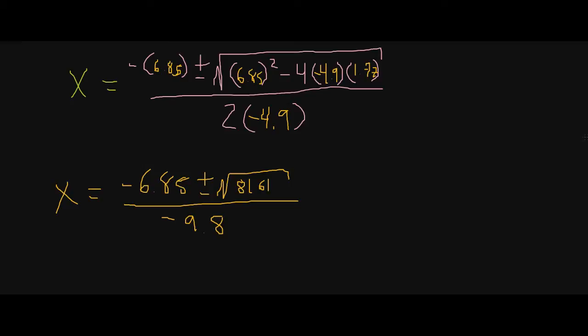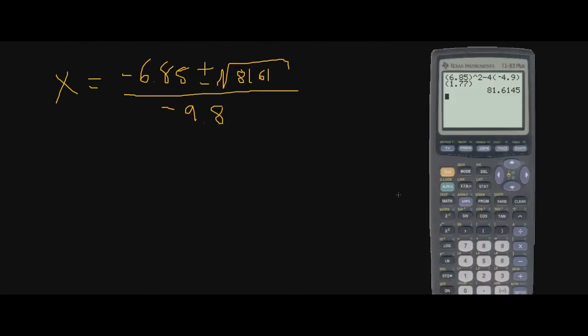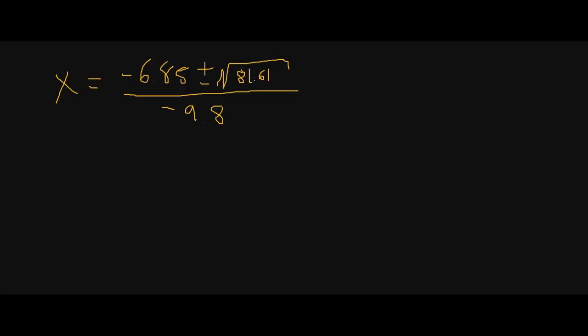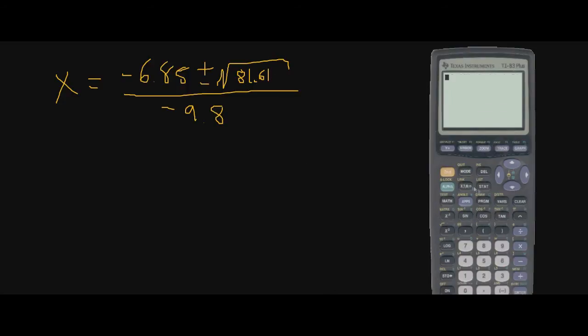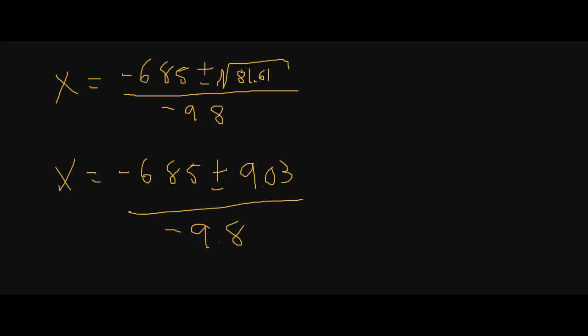Okay. Now that we have these here, let's simplify this here. All right, the square root of 81 is 9. So we should get something close to that, right? 81.61. Okay, close it. 9.03. All right, so we're going to get x is equal to negative 6.85 plus or minus 9.03, all divided by negative 9.8.